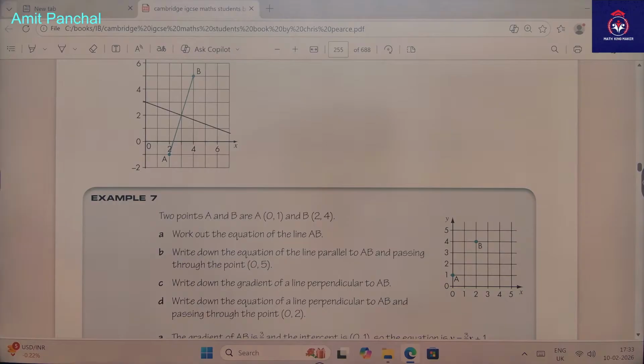So it will be minus 2 by 3. Is it minus 1 divided by minus 1.5? Oh, the gradient was minus 1.5 initially? It's 1.5, right? It was 1.5. Yeah, 1.5. Okay, then minus 2 by 3. That will be the gradient of the perpendicular line. Okay.